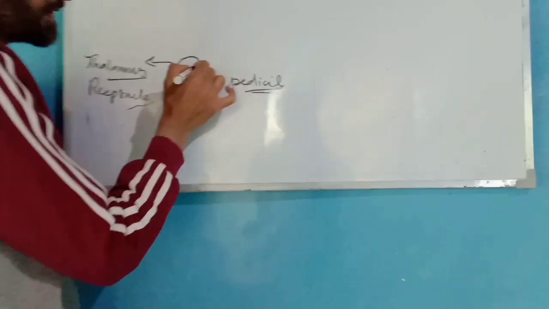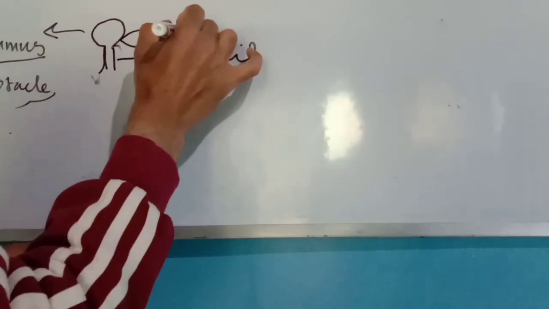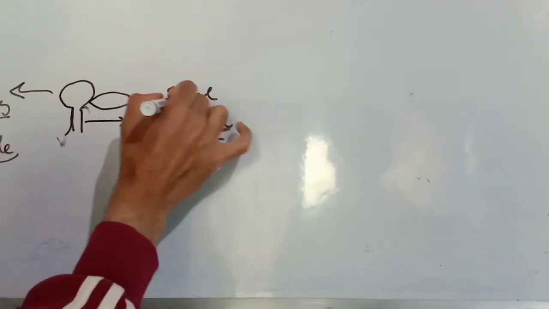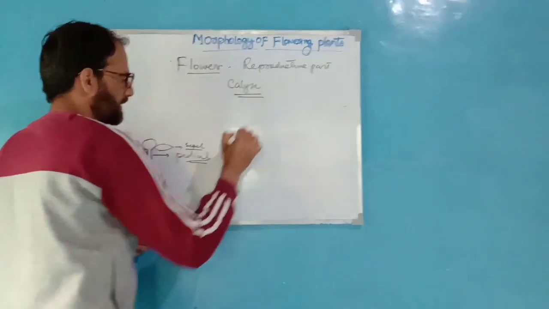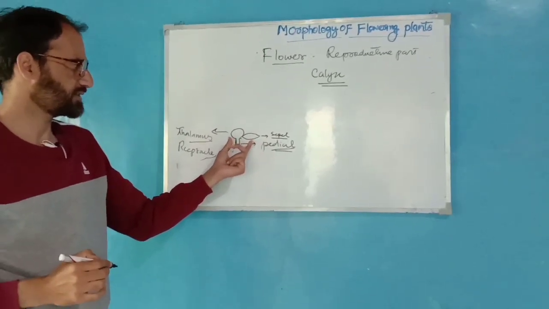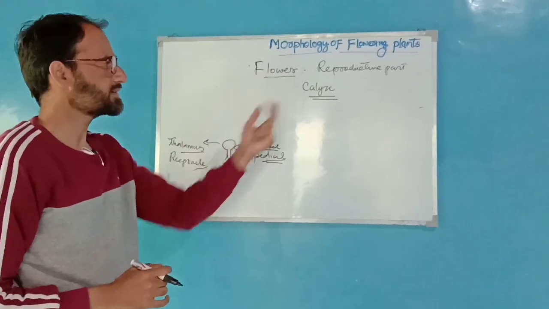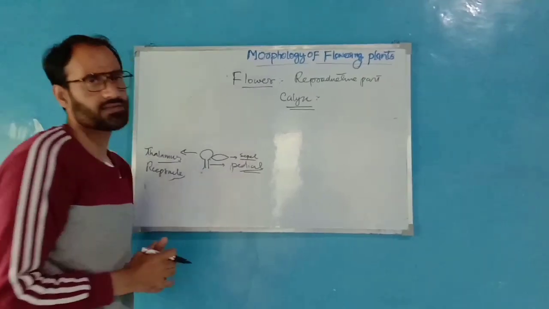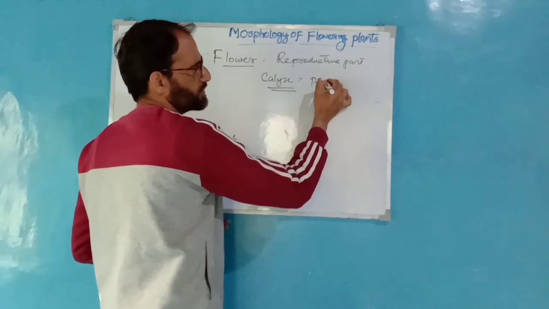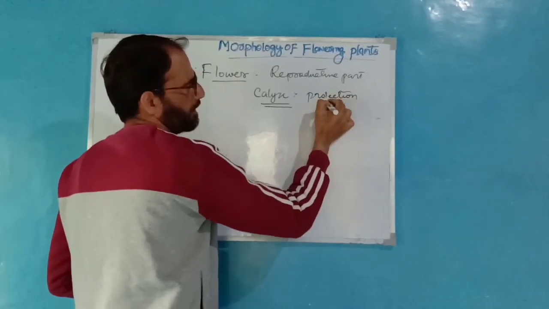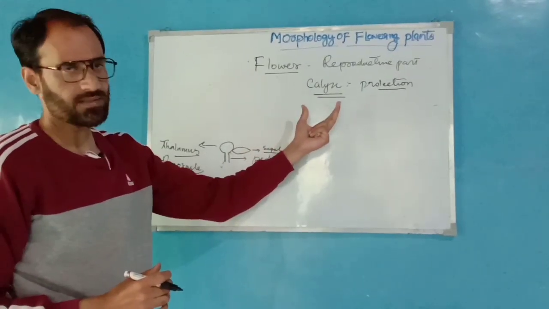I will draw a structure of this. The first part is called as sepal, or it is called as calyx. The individual part of this calyx is called as sepal, and these are collectively called as calyx. What is the function of the calyx? Calyx helps in the protection of the flowering bud. So its function is protection. When flower is in bud condition, calyx helps its protection.